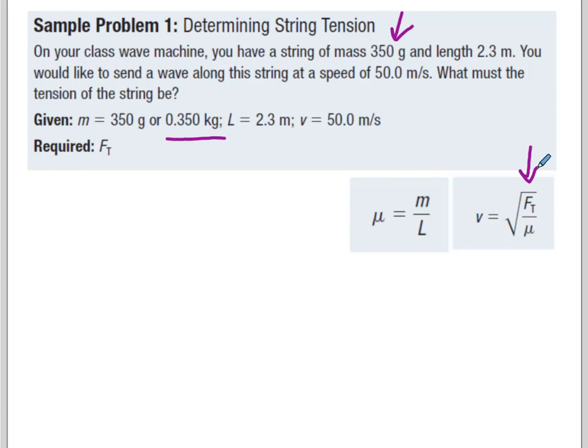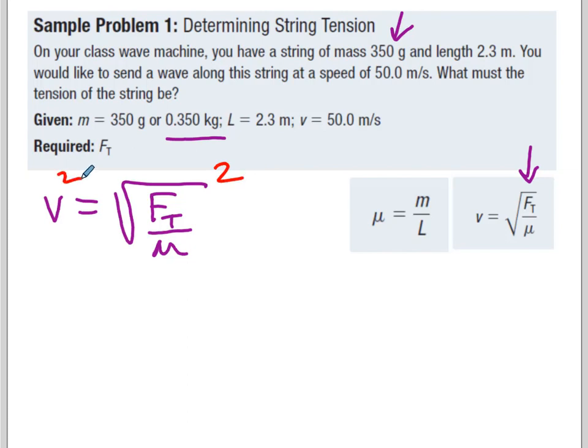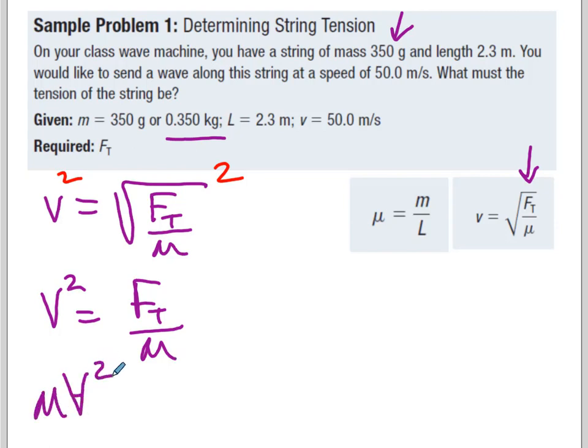I would probably do a little bit of algebra work before I started trying to put numbers into this. If I want to solve for F_t, I need it by itself. So what I would do is square both sides. Squaring undoes my square root, so I'm left with v squared equals the tension force over the linear density. Then I would rearrange: linear density times velocity squared would be my tension force.